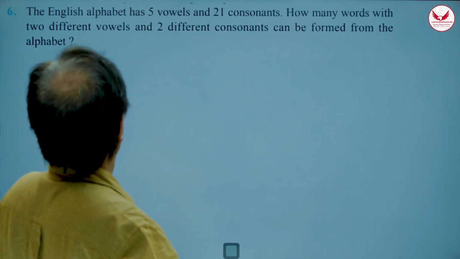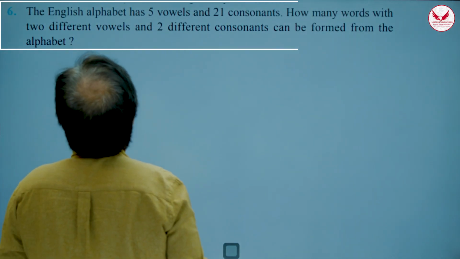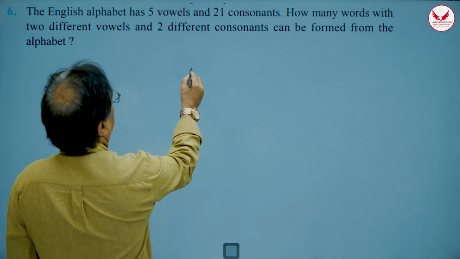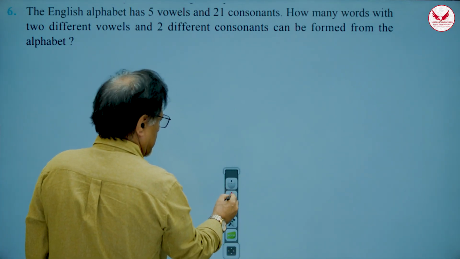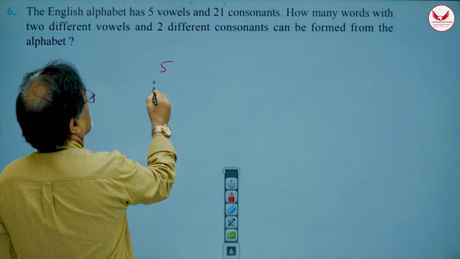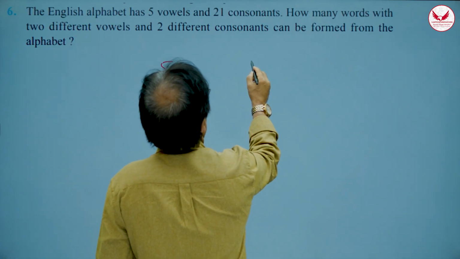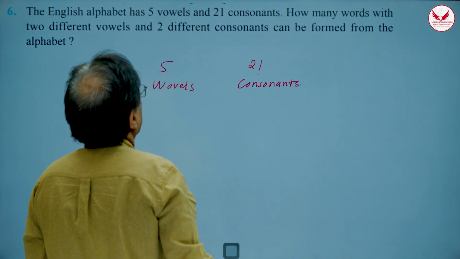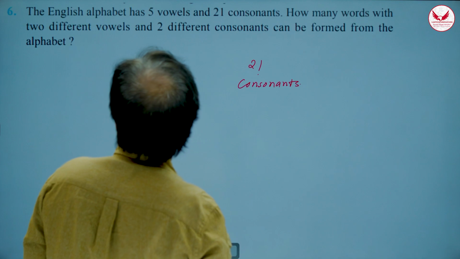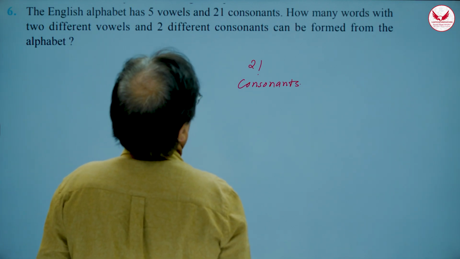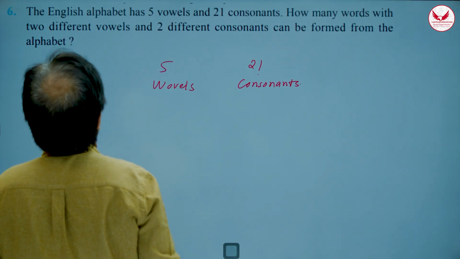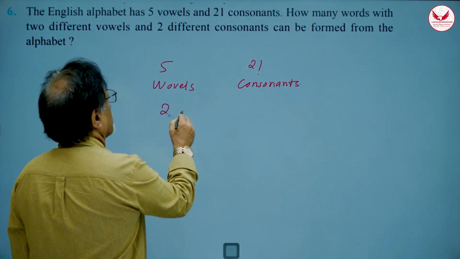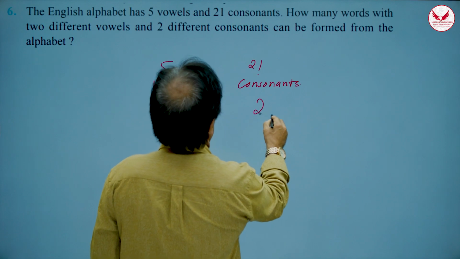Okay. Let us look at problem number 6. The English alphabet has 5 vowels and 21 consonants. Now, how many words of 2 different vowels and 2 different consonants can be formed from the alphabet? So, 2 different vowels, that means I have to select 2 vowels from here and 2 consonants from here.